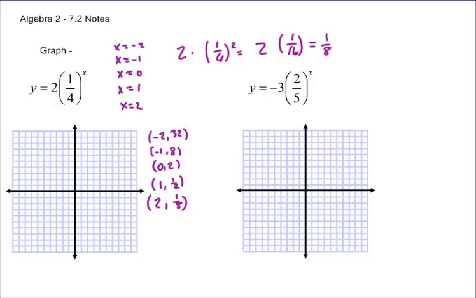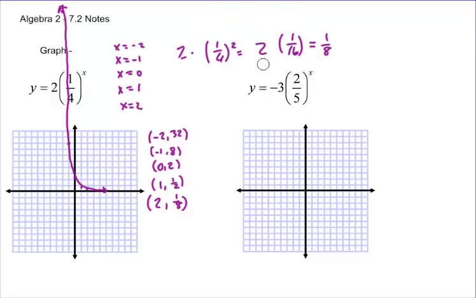So if I just plot these points, I'm at -2, 32. That's way, way up here. -1, 8. 1, 2, 3, 4, 5, 6, 7, 8. 0, 2. 1 and 1/2. And then 2 and 1/8. So this graph looks something like this. Big decay graph. Big, big decay. Okay? Exponential decay, you may say.